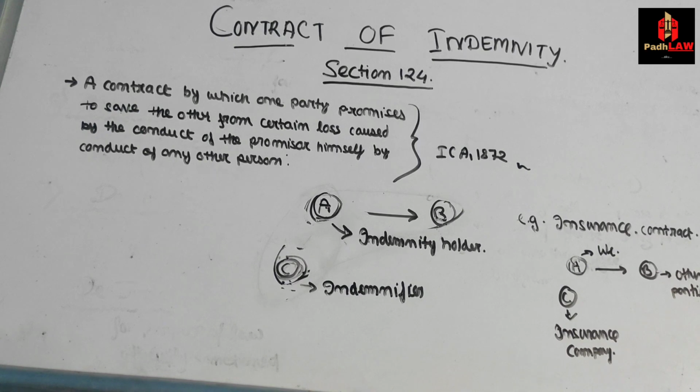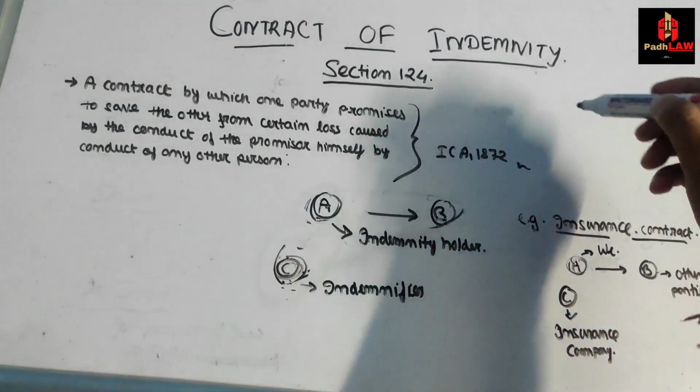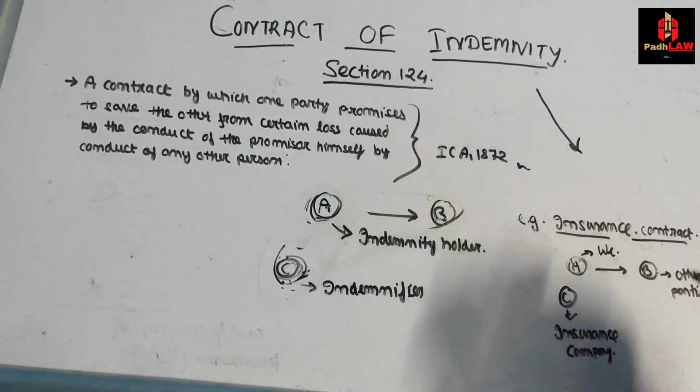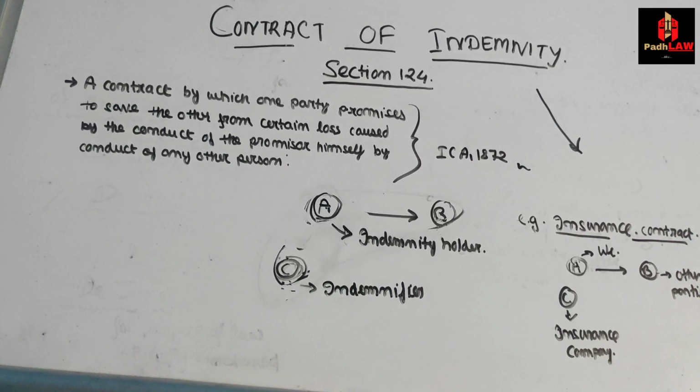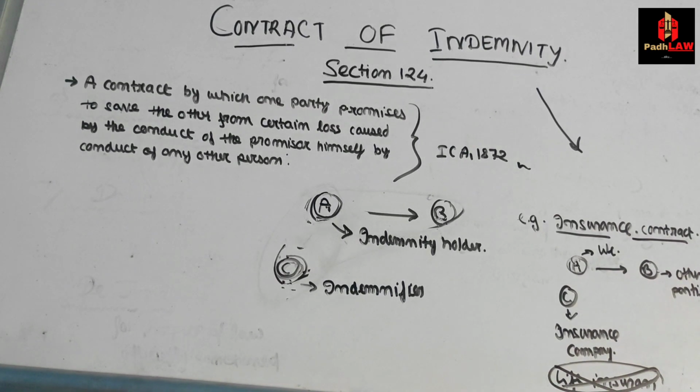But there is an exception: life insurance cannot be an example. Insurance contract is an example of indemnity but not life insurance. ठीक है, लाइफ इंश्योरेंस नहीं. क्यों? Life insurance is not an example of contract of indemnity. Just remember that point. Insurance is an example of contract of indemnity but not life insurance.